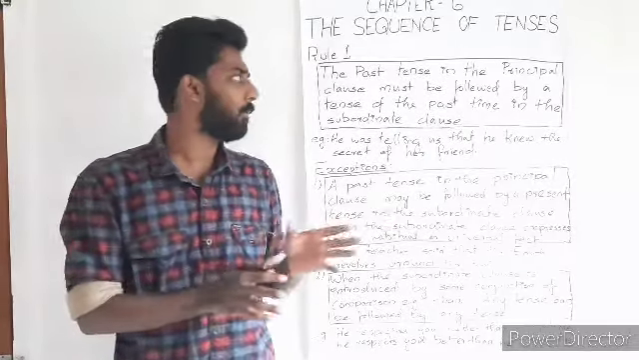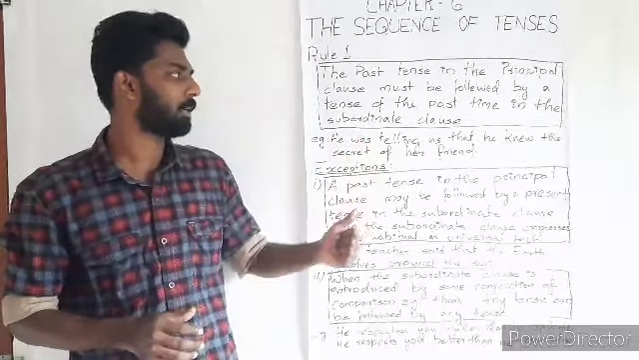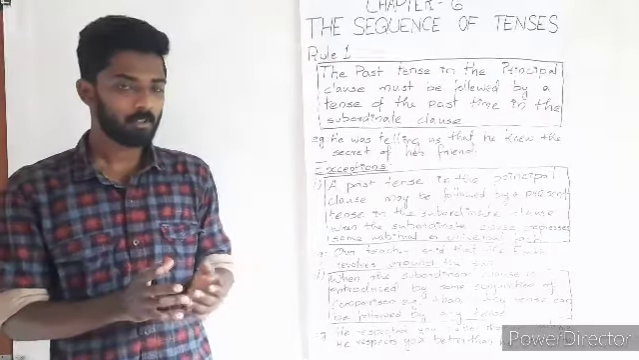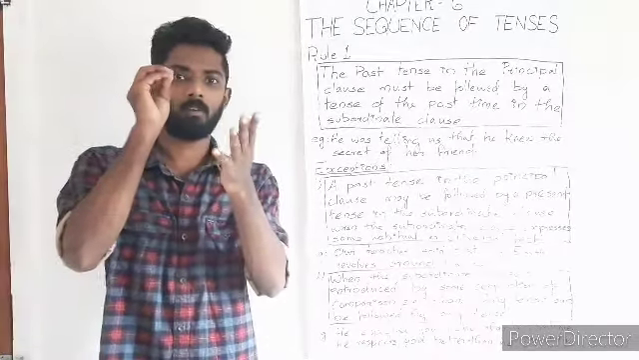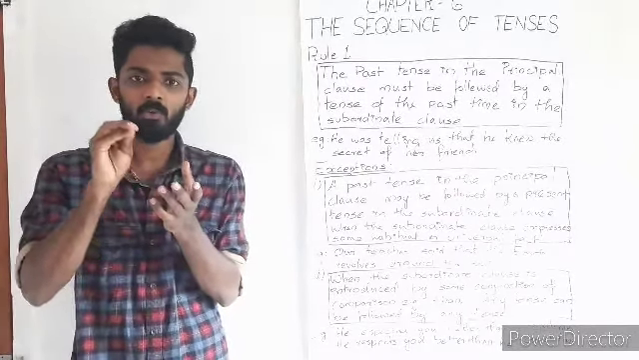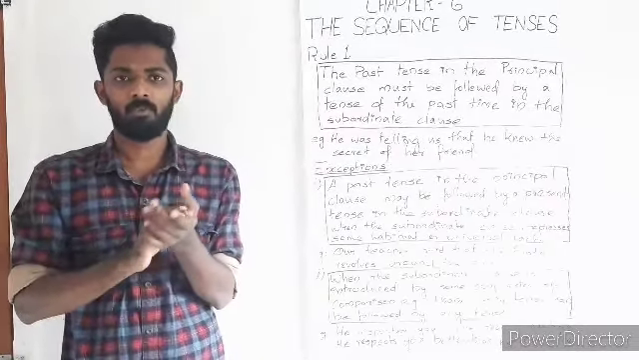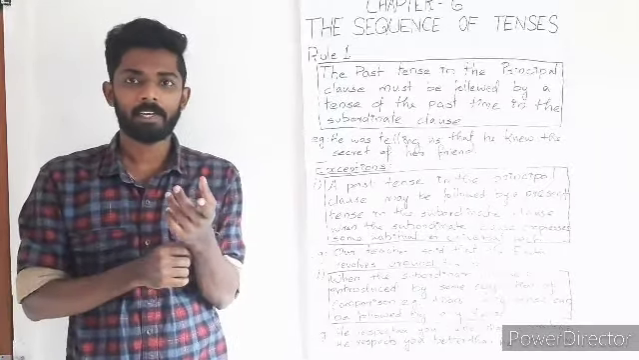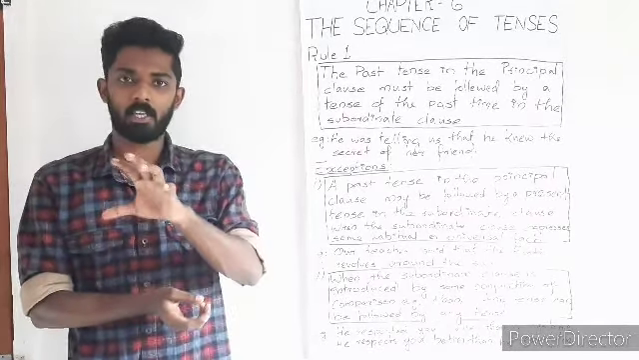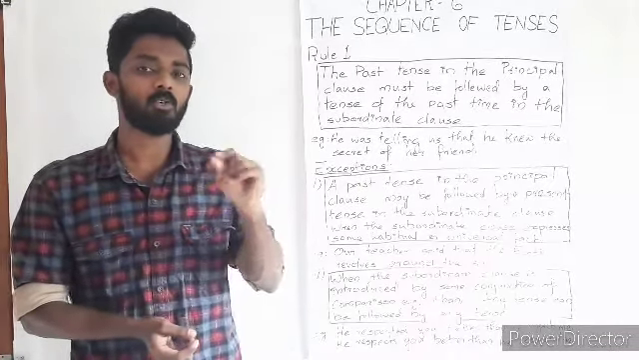So the first rule is that a past tense in the principal clause must be followed by a tense of the past time in the subordinate clause. In the sense, if the principal clause is in the past tense, what do we have to do? We have to use the subordinate clause also in the past tense. For example, he was telling us that he knew the secret of her friend. So here, both the principal clause and the subordinate clause are in the past tense. So that is the first rule which we have to keep in mind.